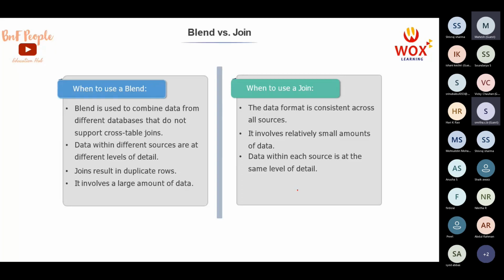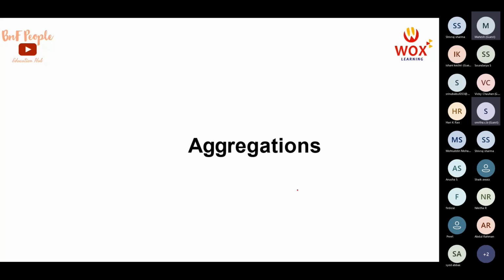And the second thing, the same opposite: the data within each source is at the same level of detail. Don't worry about remembering this because it may confuse you, what is level of detail, level of detail, level of detail. When we see it, we will clear it along with all the details. Okay, it will be in your calculations, your aggregation part, right? So move on with the aggregations.